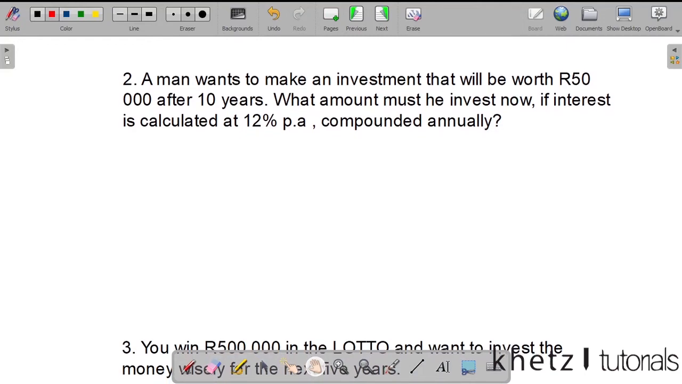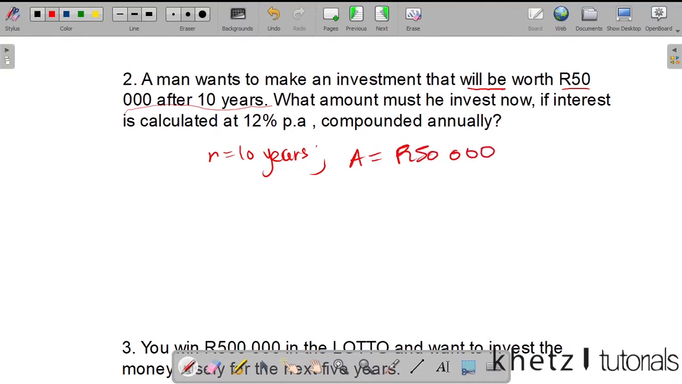The next one says a man wants to make an investment that will be worth 50,000 rands after 10 years. So let's take note of this. It will be, which means this is something which is going to happen in the future. So it will be worth 50,000 rands after 10 years. So we already know that our n is 10 years. We already expect our accumulated value to be 50,000 rands.